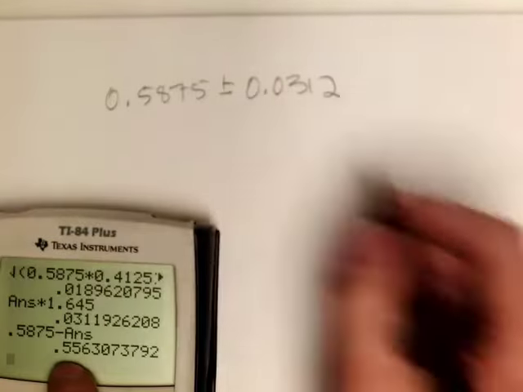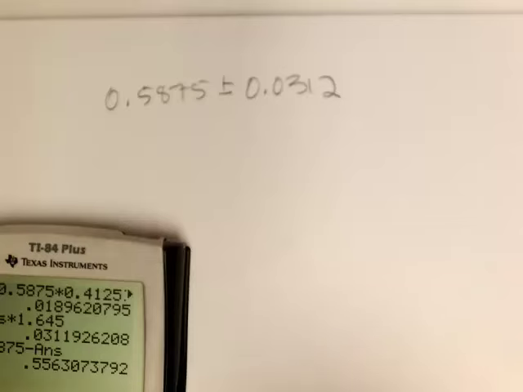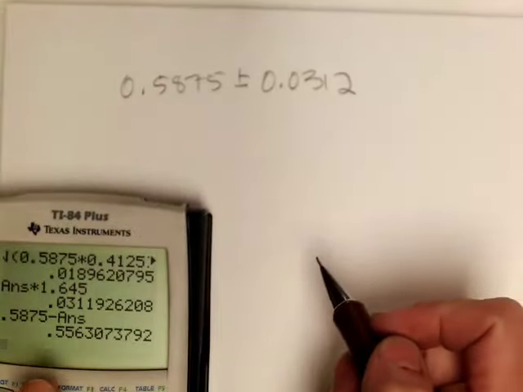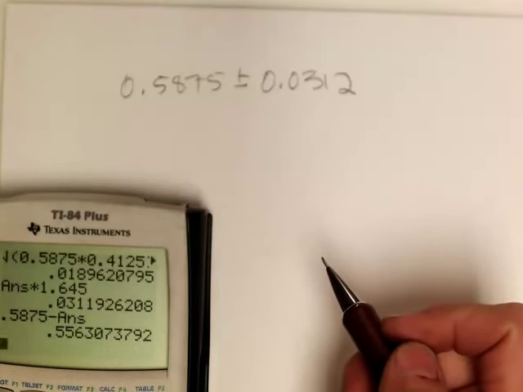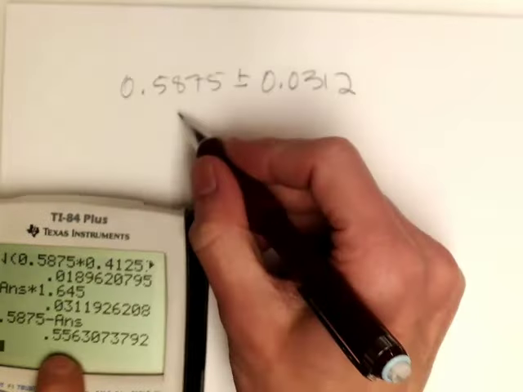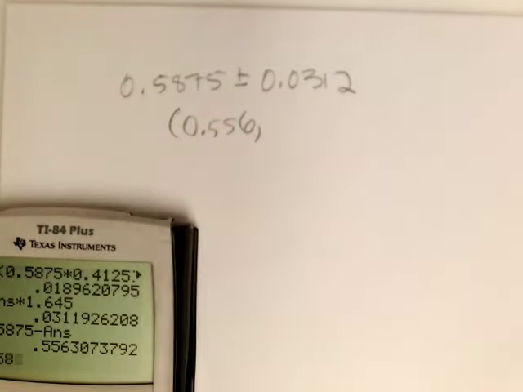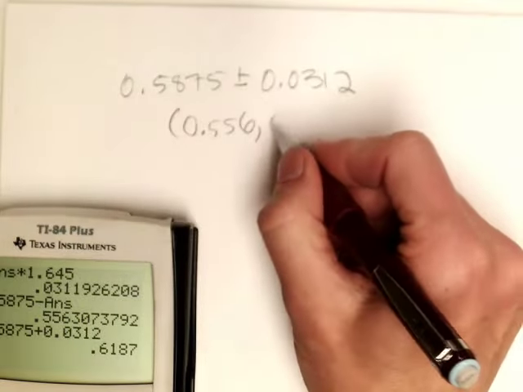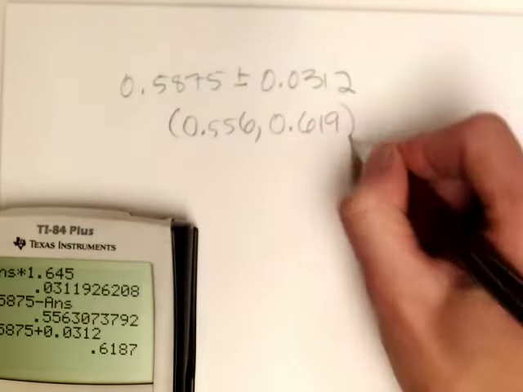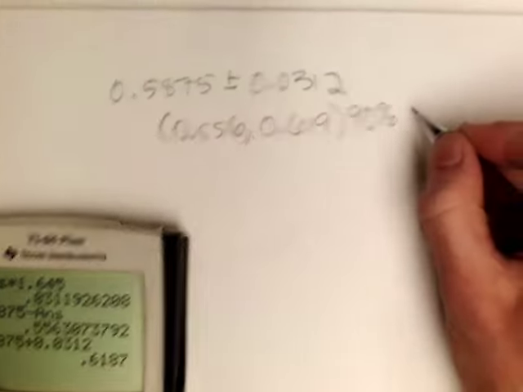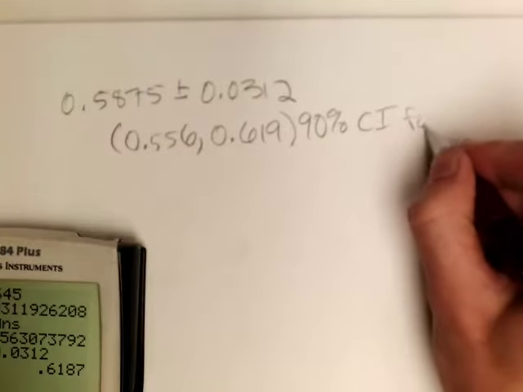Okay, and I'm going to round to 3 decimal places. I think the textbook mentions that they round to 3 decimal places for proportion. I'm not exactly sure if they changed that a bit in your stat lab, so you want to round as you're instructed there. So 0.556 up to about 0.619.